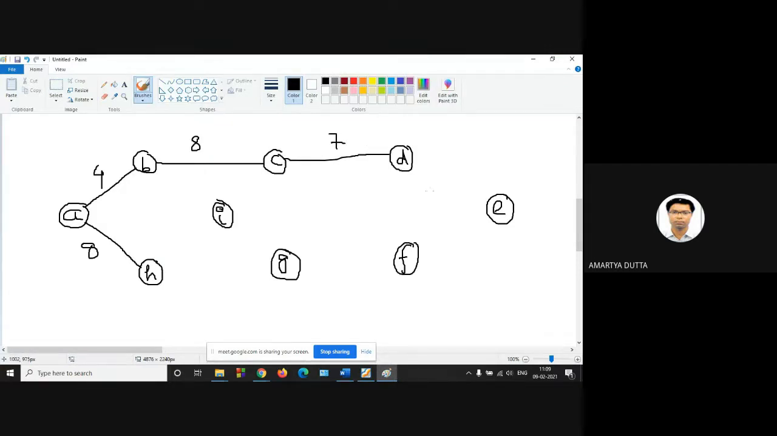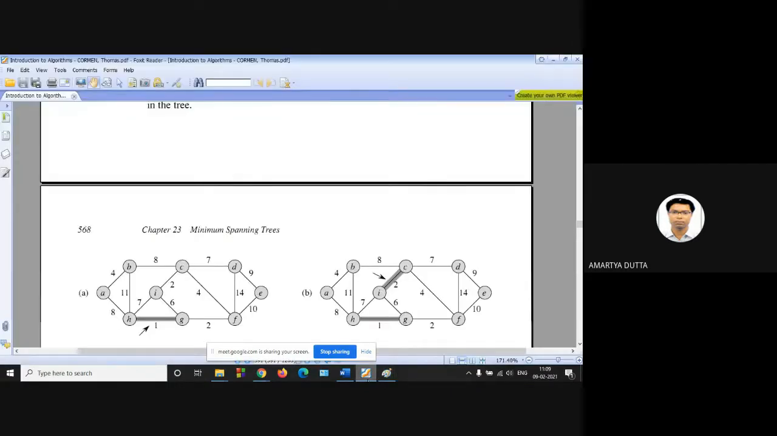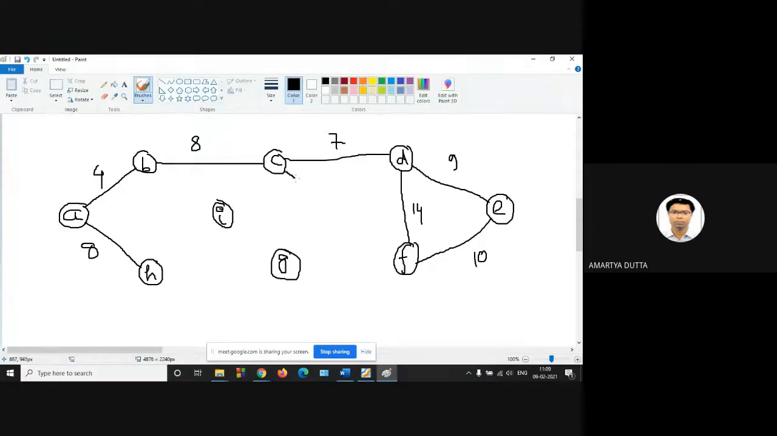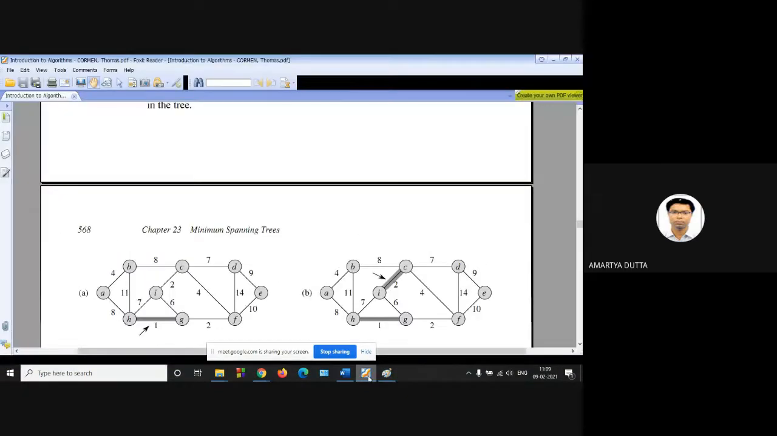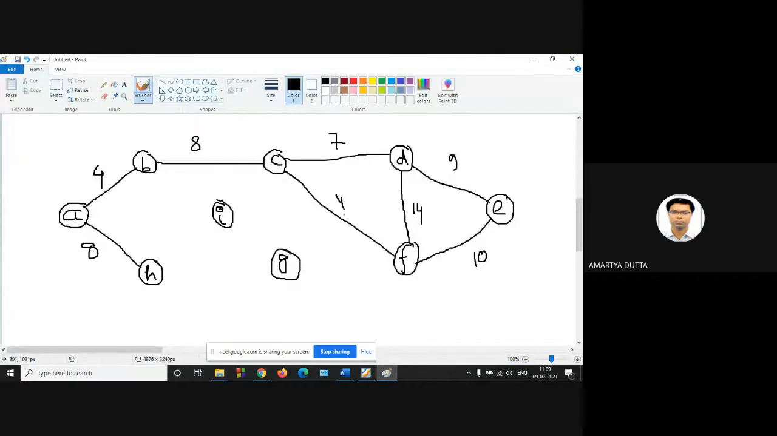Next, D to E and E to F: 9, 10. This is your 9. This is your 10. And 14. So this is your 14. C to F, this is 4. And G to F, this is your 2.